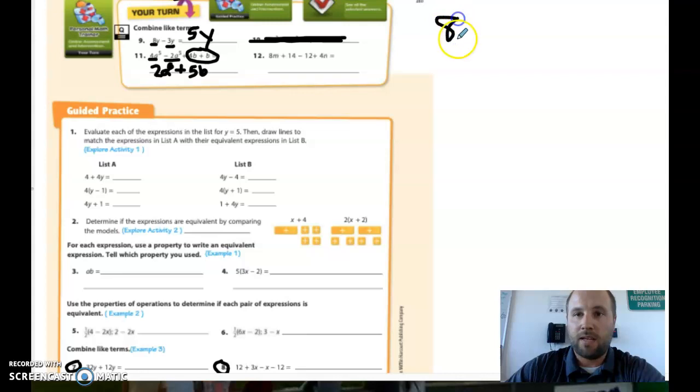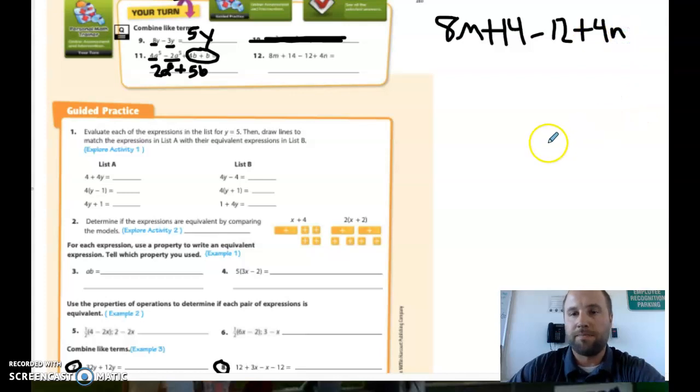All right, let's do the last one. We're going to do 8m plus 14 minus 12 plus 4n. I've got an m and an n. Well, guess what? Those are not compatible. I've got a 14 and a 12. Those are compatible. So before I move on, I want to write down my 8m.